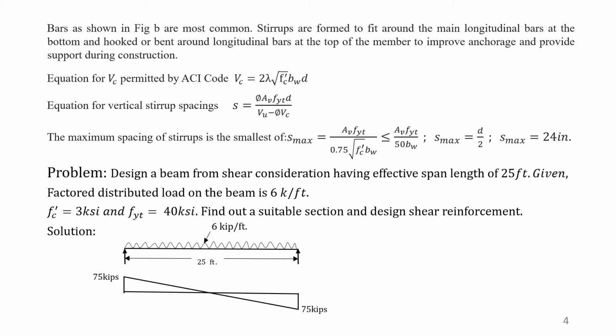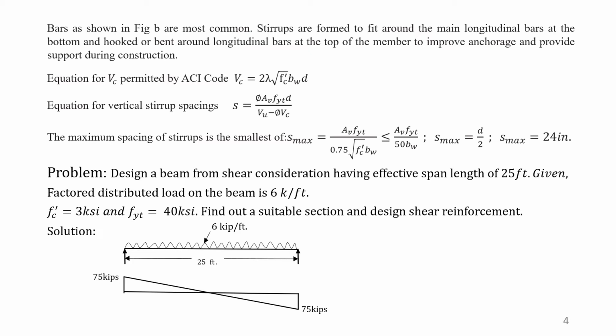So if we use this equation, S is equal to phi AB FYT D divided by VU minus phi VC, then we will be finding the spacing in inches. Now here is some limitation of this spacing of the shear reinforcement. ACI code and other organizations give some limitation of this spacing. We cannot use spacing more than the spacing specified in these three conditions.